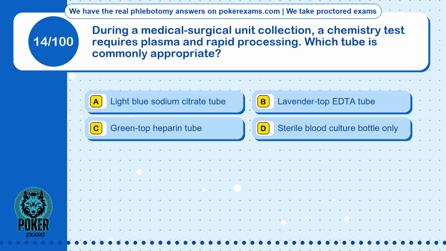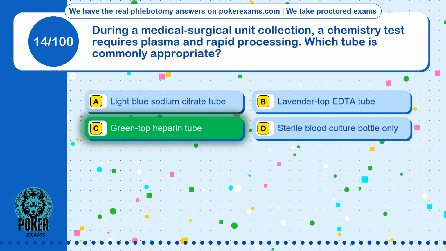Question 14. During a medical surgical unit collection, a chemistry test requires plasma and rapid processing. Which tube is commonly appropriate? Option A, light blue sodium citrate tube. Option B, lavender top EDTA tube. Option C, green top heparin tube. Option D, sterile blood culture bottle only. The correct answer is option C.